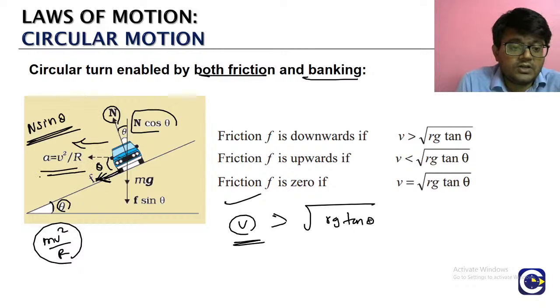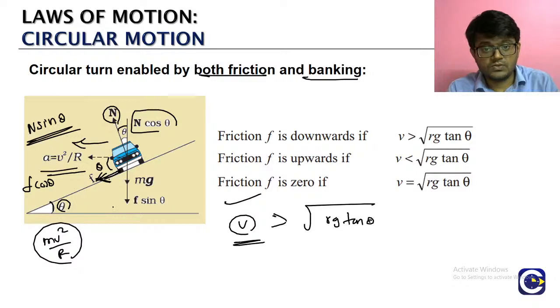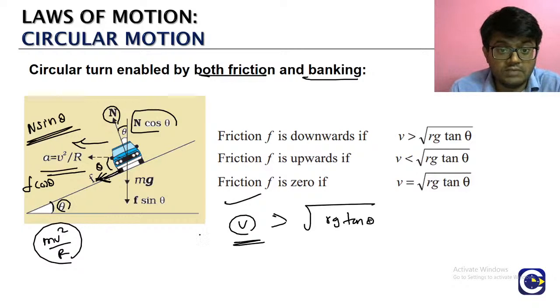The components of friction will be F cos theta towards the center of the circle, and F sin theta vertical. So when we are taking a turn with a velocity more than root Rg tan theta, we will require one more force component towards the center. Then only we will be able to meet the centripetal force requirement. So friction will be acting down the plane.